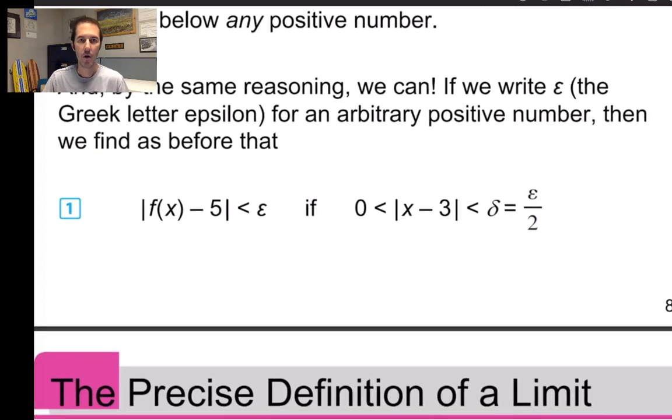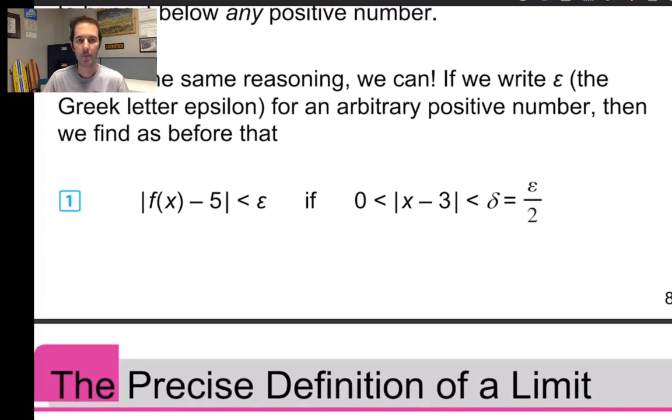So here we're seeing it all entirely symbolically. We're seeing here's the constraint, which was originally 0.1, and here's our delta value being set equal to the 0.1 divided by 2.